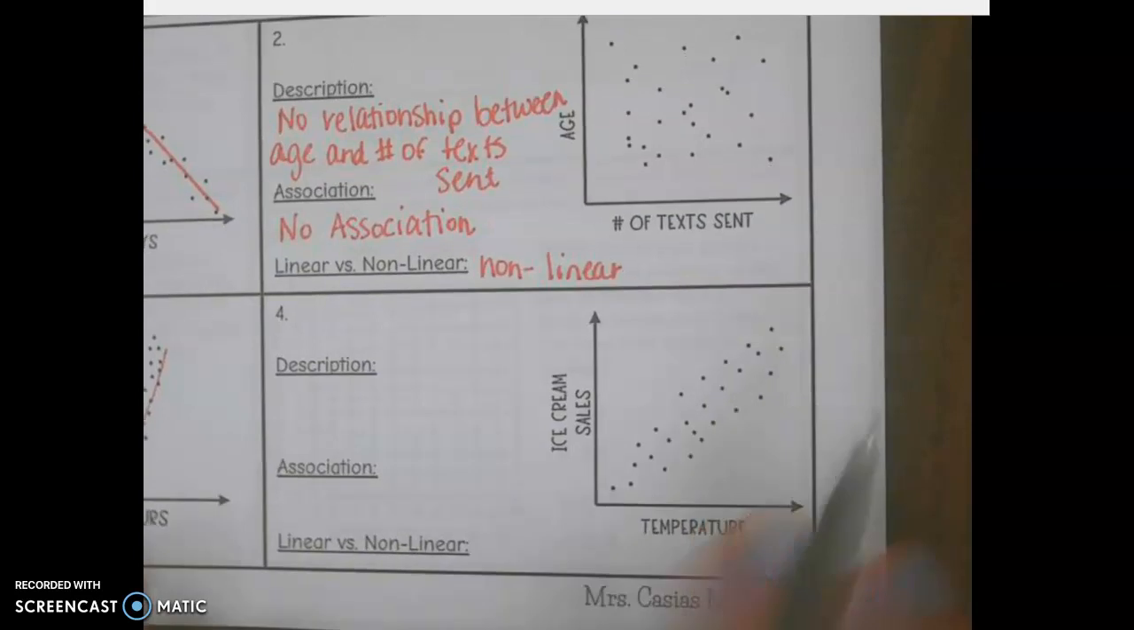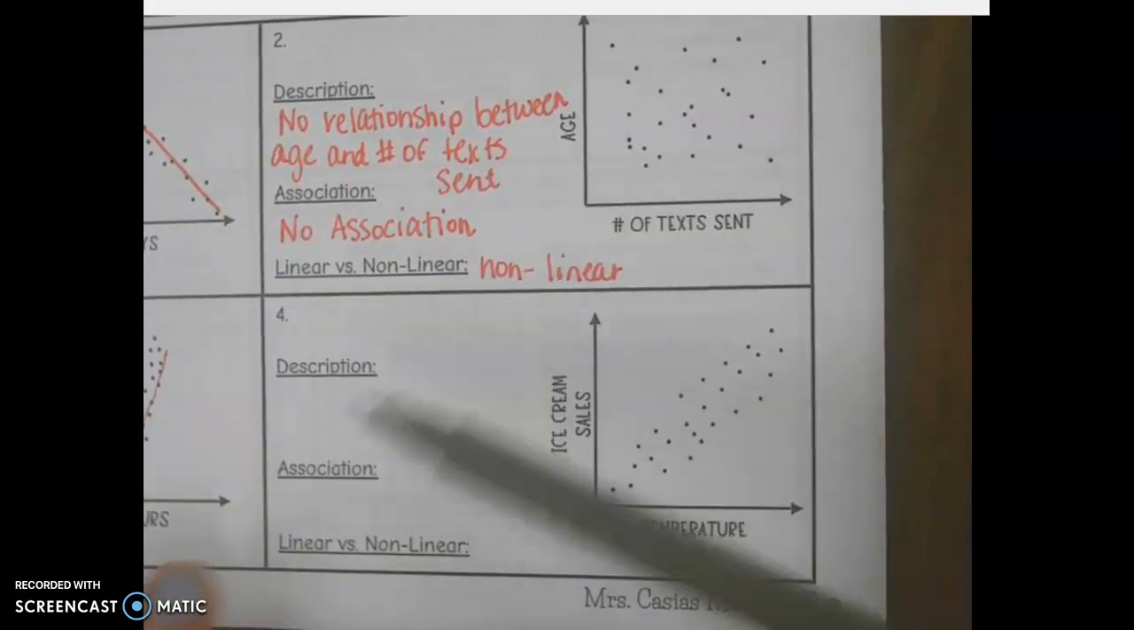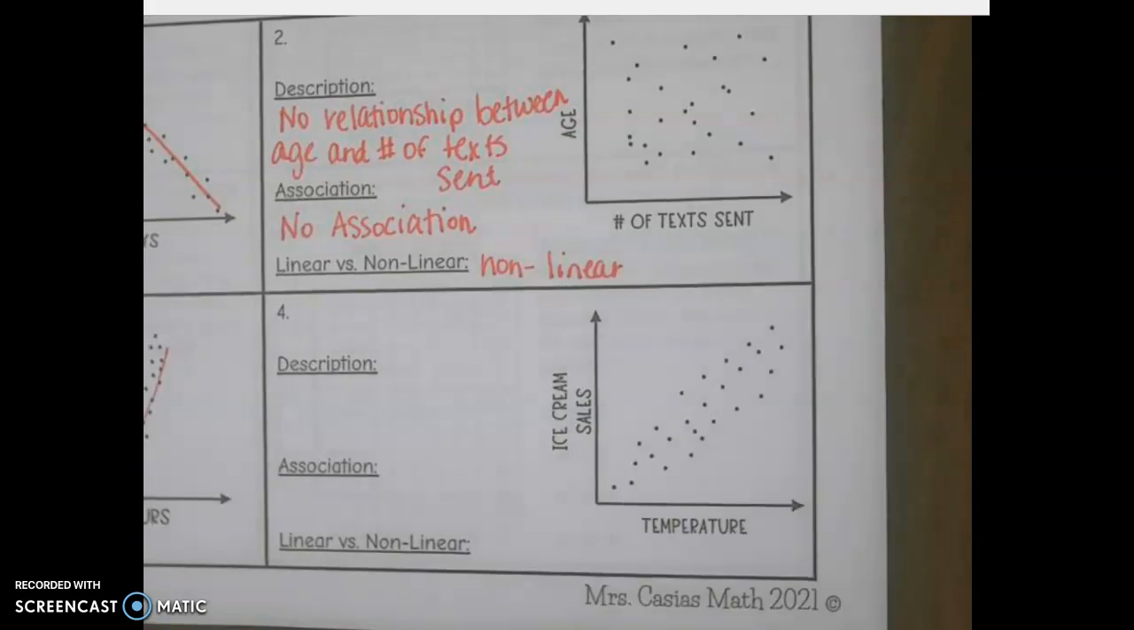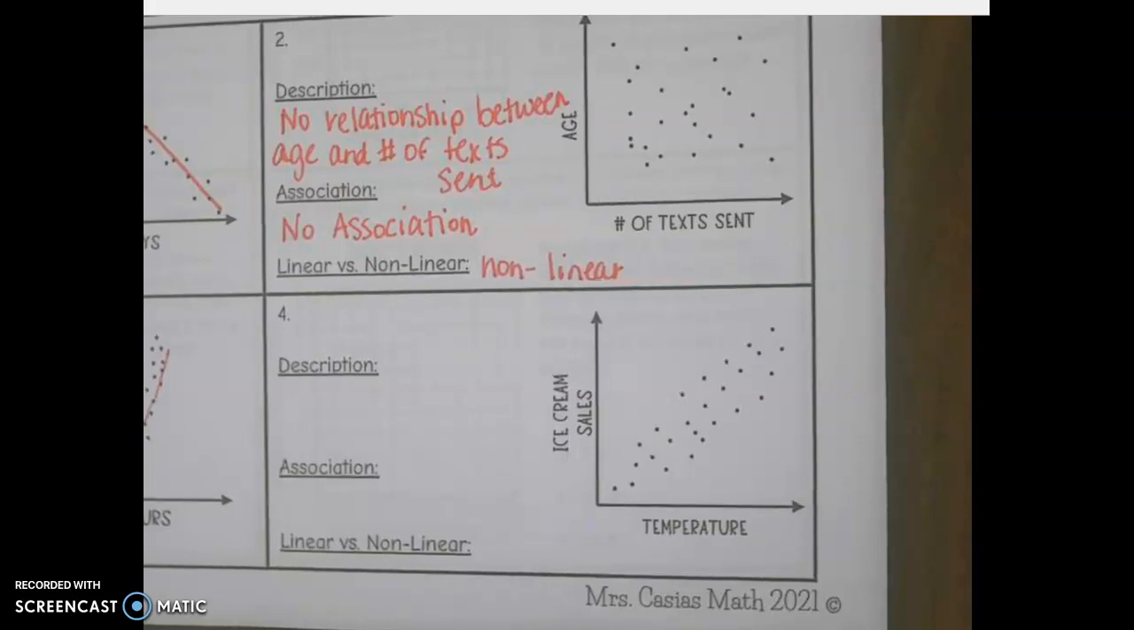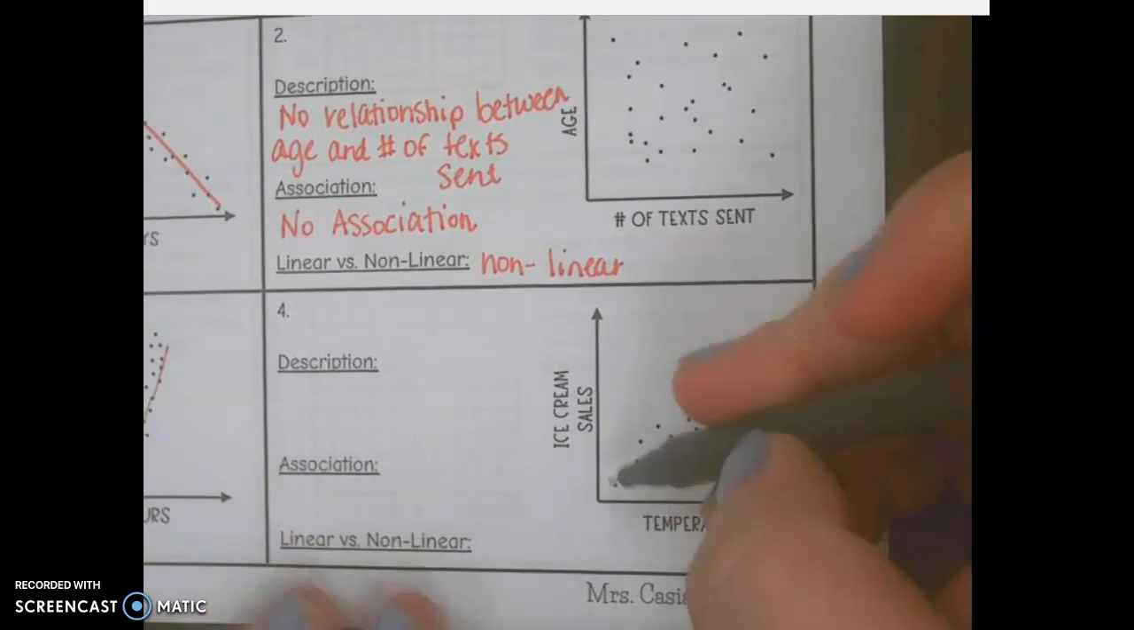All right. I want you to do number 4 by yourself. Now, again, I want you to pause the video. I want you to write your description, association, linear or non-linear, and I want you to at least think about whether you think it's a weak or a strong. Sub, if you will pause it when everyone's done, please push play, but go ahead and pause it now. All right, hopefully you've had time to do this one and look over it.